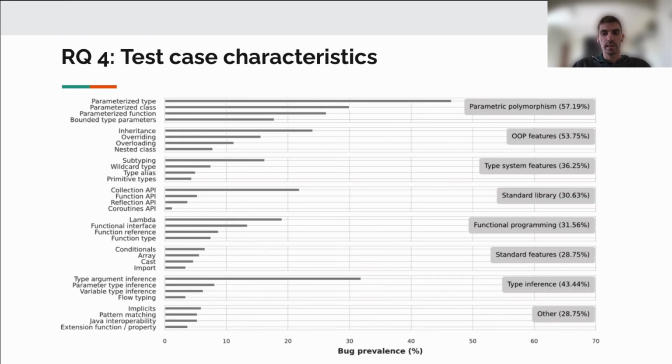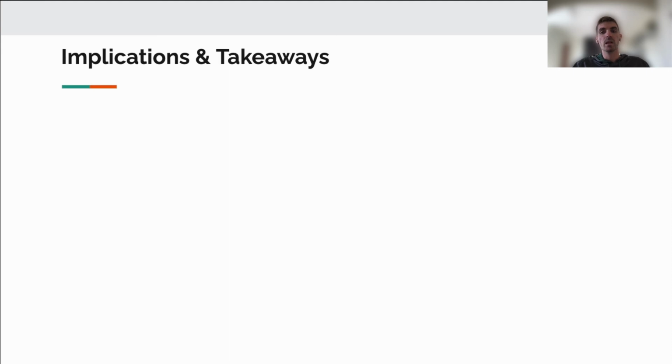We also categorized the language features included in the test cases into 8 major categories, further divided into subcategories. The 3 most relevant categories are parametric polymorphism, object-oriented features, and type inference. In our paper, we provide more details about those categories and how they are combined in the test cases.